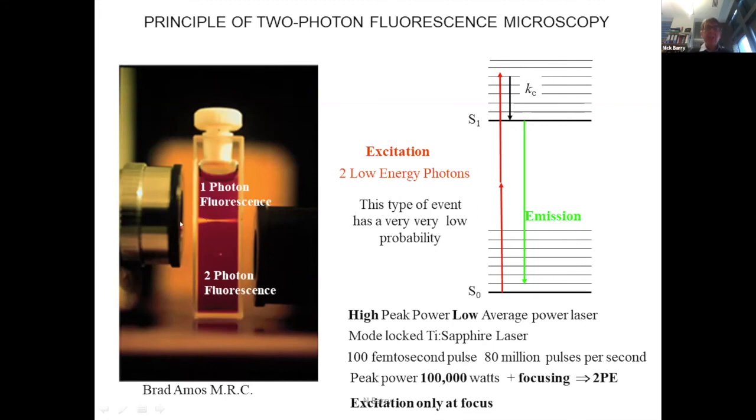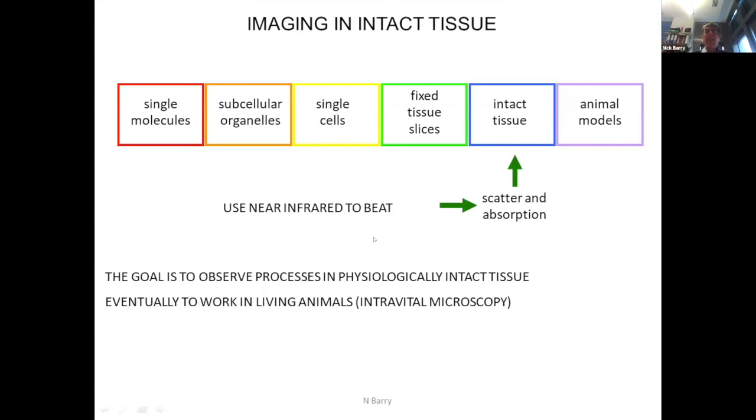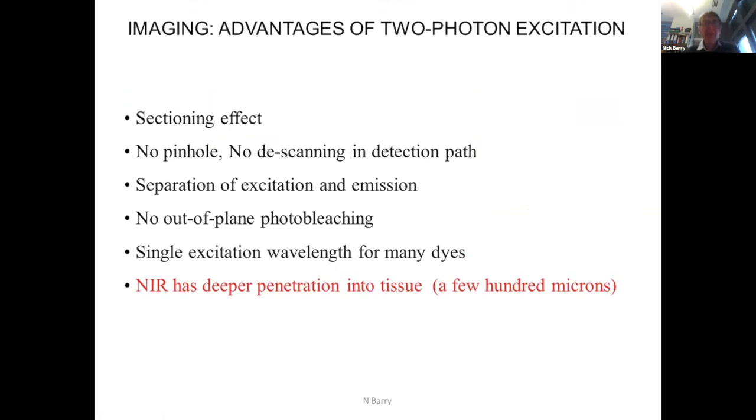If we compare this to one photon excitation with this out of focus fluorescence, you can see that rather than getting a continuous excitation in focus and out of focus, you just get this point-like focus. So that's the real advantage of two-photon, depth resolved excitation. But the other thing, because you're using near infrared light, you can effectively beat scattering and absorption. So you can actually work in physiologically intact tissue and eventually in living animals. So the big advantage is deeper penetration into scattering samples.